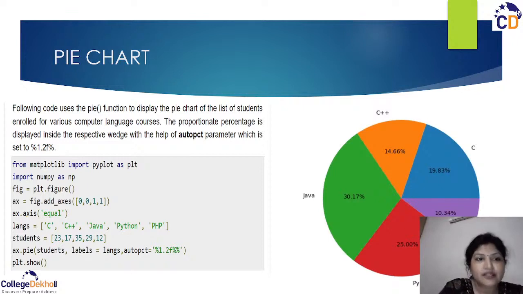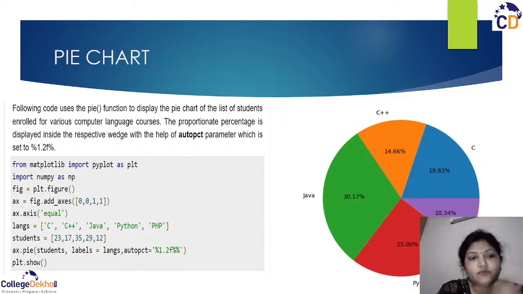So let us see how to write the code for plotting the pie charts. What is the percentage of that? How do we calculate the percentage? So here we go. We have different values like 23, 17, 35, 29 and 12. First of all, we have imported both the libraries as done previously also. Then we have called the figure function and then the axis function, for showing the x-axis and y-axis of the figure.